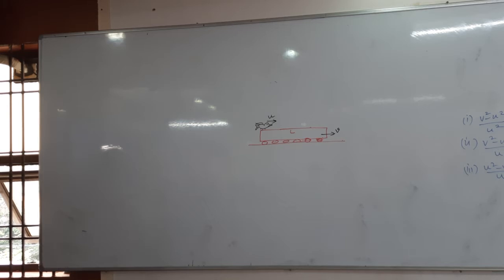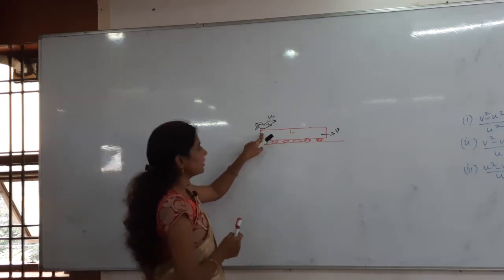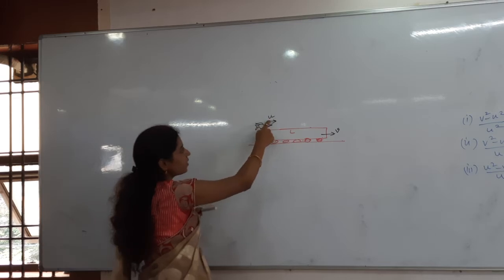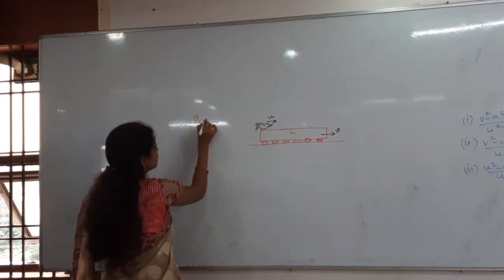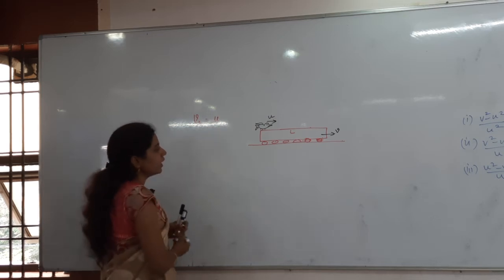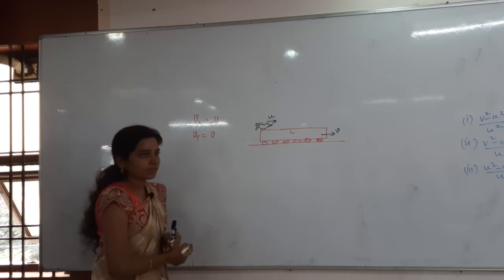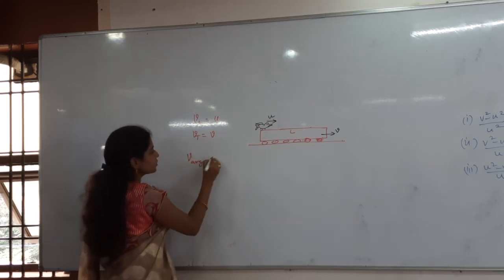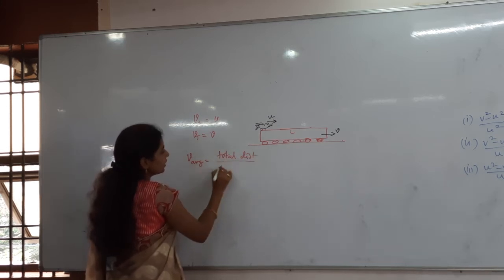Shall I do? See that. First of all, bird is starting at one end. Then what they are saying? The bird is flying with a constant speed. How much speed? U. So speed of the bird is U. And then speed of the train is how much? V. Now what they are asking? Average speed. V average is equal to what I can write? Total distance by total time.